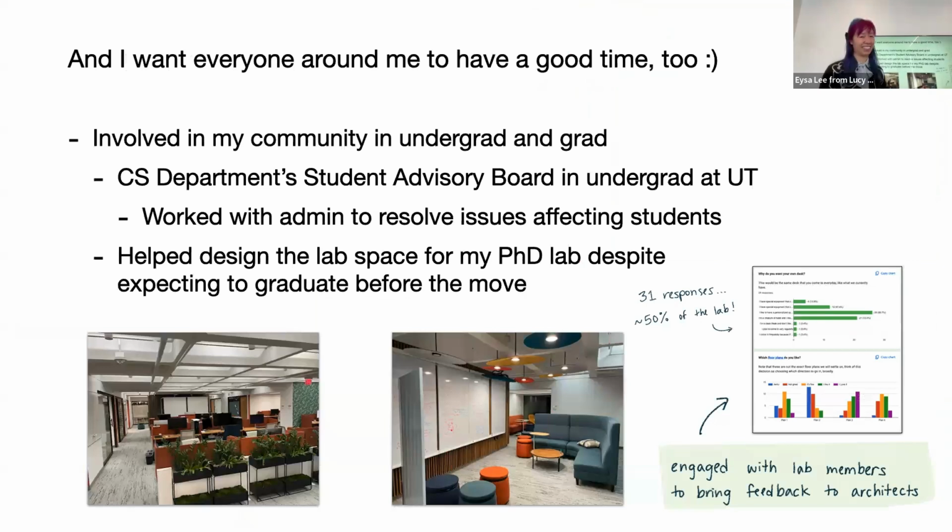But yeah, apart from me having a good time, I genuinely want everyone else to have a great time around me. And so even throughout my undergrad and grad experiences, I've been very involved in my community. Back in undergrad, I got to serve on my CS department student advisory board, and I even helped find a solution for a rule that was affecting an underrepresented group that they had raised the issue with me, which I'm really proud of. And back in grad school, I helped design this lab space for my lab, even though I was going to graduate before I moved, because I want them to have a nice space where they are happy.